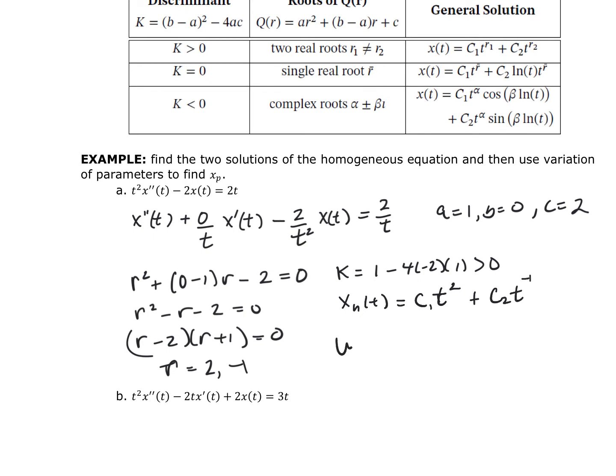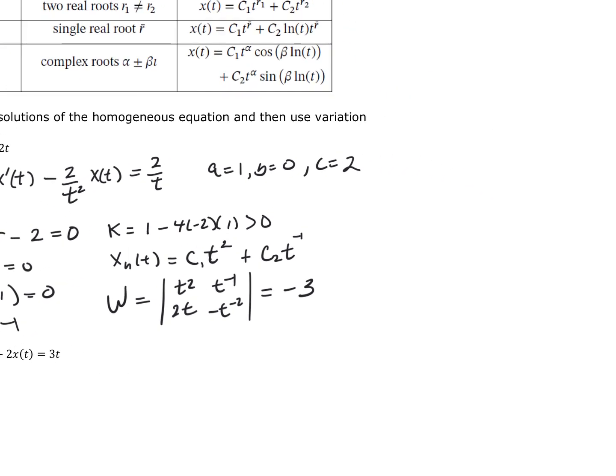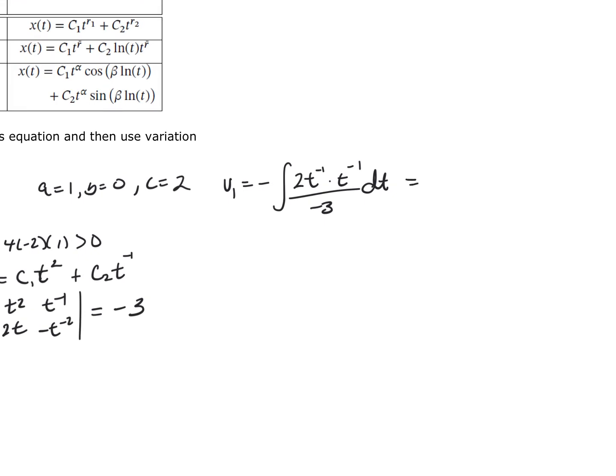Now I'm going to go ahead and do my Wronskian, which gives me t squared, 2t, t raised to the negative 1, negative t raised to the negative 2, and I end up, when I get totally done, with the number 3. So then I would have my v sub 1, using the variation of parameters, is going to be the negative integration of 2t raised to the negative 1 multiplied by t raised to the negative 1 over negative 3 dt, which ends up becoming negative 2/3 t raised to the negative 1.